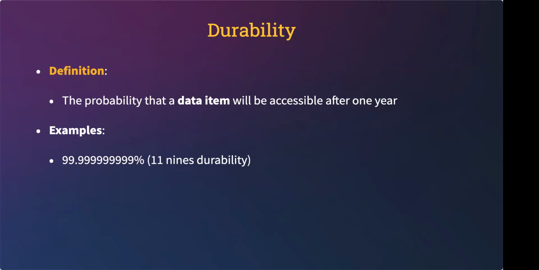Durability is the probability that some data item will be accessible after 1 year. So typically you want to have durability of your persistent data of 11 nines or something like that. So lots of nines, so that you have a very small likelihood that your data is lost.